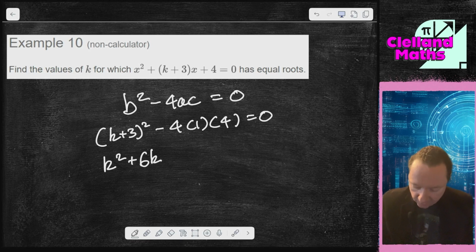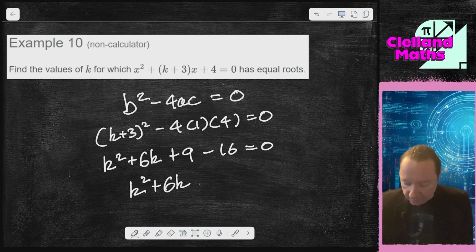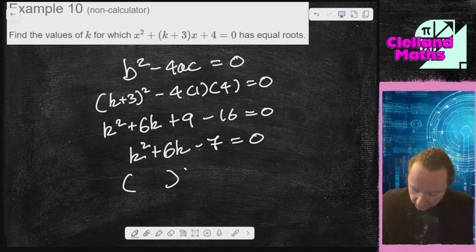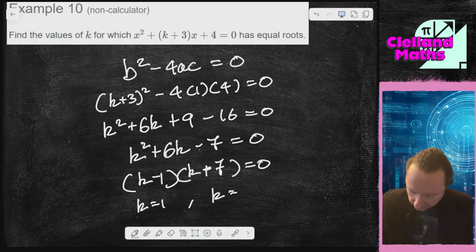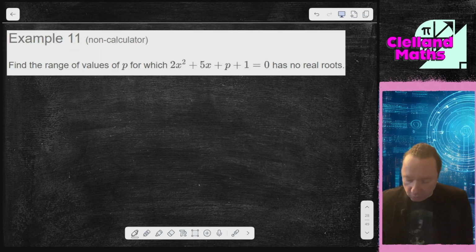3k becomes 6k because it's k plus 3, plus 9. And then 4 4s is 16. K squared plus 6k, 9 minus 16 is minus 7. Factorise it out. K and k. 7 and 1. Minus 7 plus 7 minus 1. So k equals 1 and k equals minus 7. And we're done there.